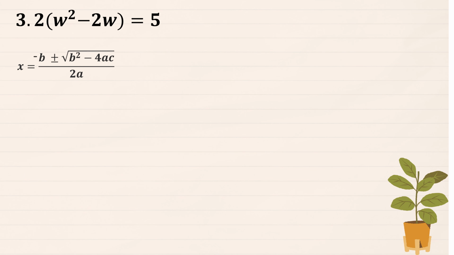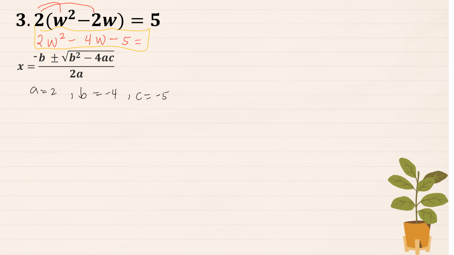Okay, let us have this example number 3. So first we are going to distribute the 2 there. So we will be having now a 2w squared minus, okay, done distributing, and the 2 times negative 2w is 4w, and then we can transpose the 5 to the left. So therefore, this is already our quadratic equation. If this is our quadratic equation, our a there is already 2, and then our b is negative 4, while our c is negative 5.